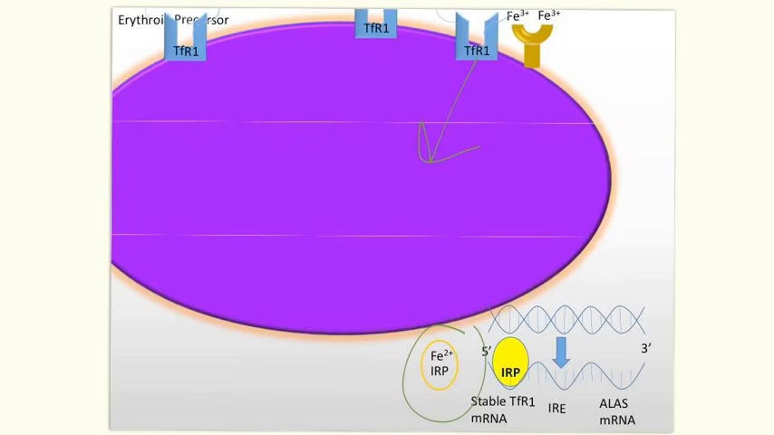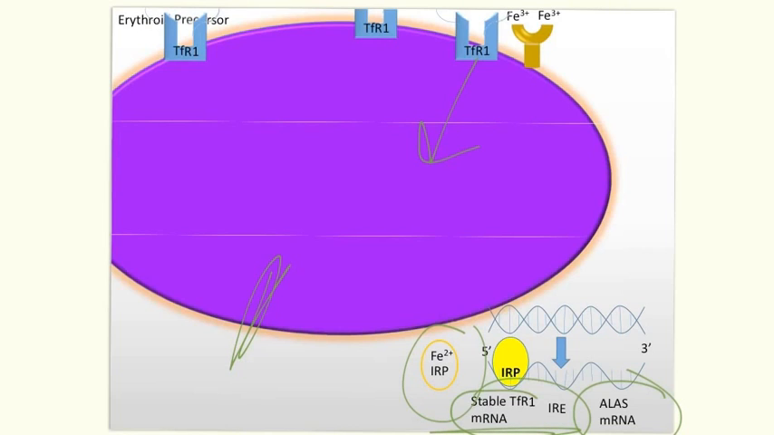Interaction with the iron response protein in the erythroid precursor cells increases the production of aminolevulinic acid synthase, or aminolevulinate synthase, and it also stabilizes the transferrin receptor 1 mRNA. That's the current gospel I got from 2 papers. I don't understand how that happens, but I'm just going to take its word.